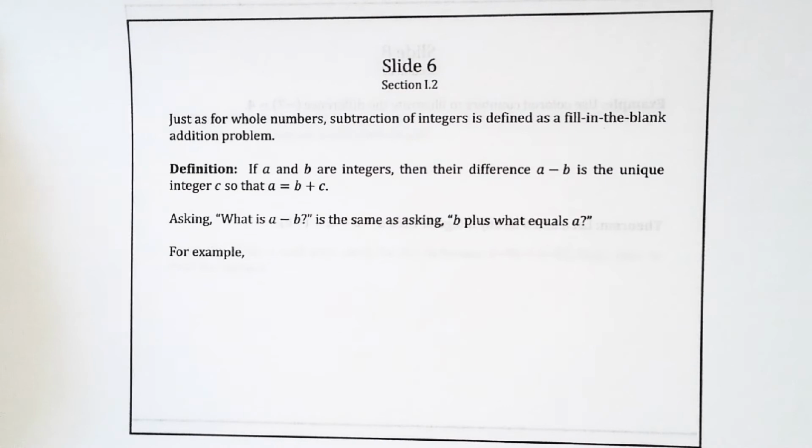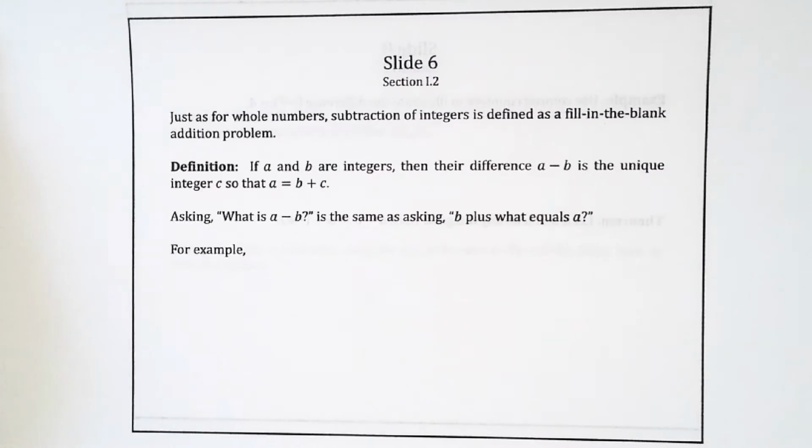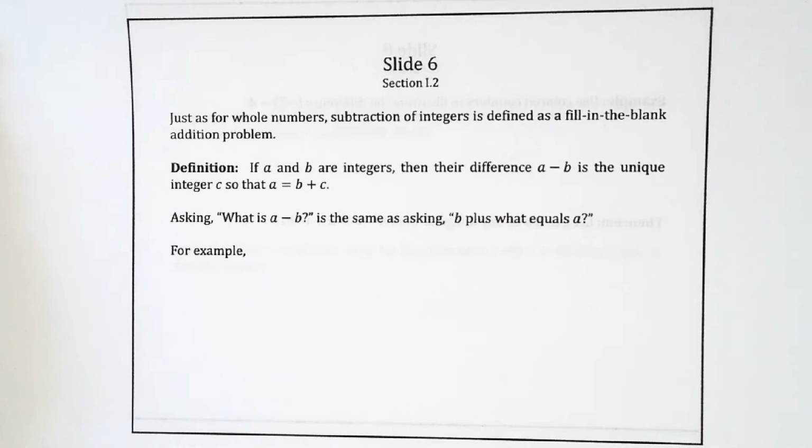If a and b are integers, then their difference, a minus b, is the unique integer c so that a is equal to b plus c. So when we ask what is a minus b, that's the same as asking b plus what is equal to a.